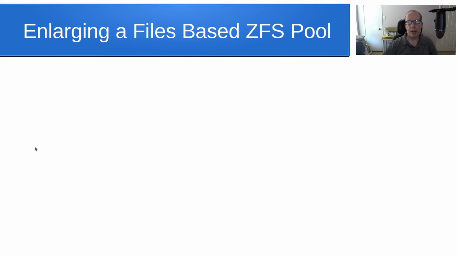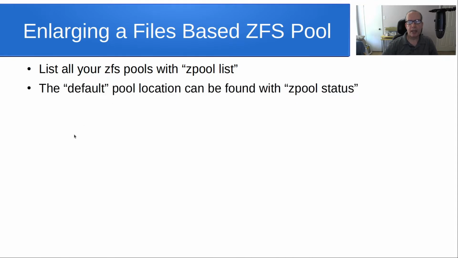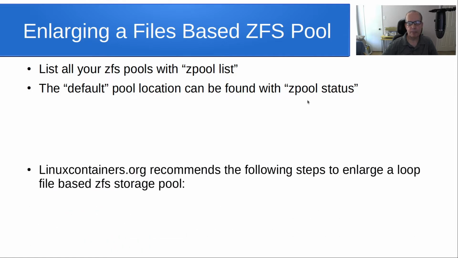So this is really about enlarging a files-based ZFS pool. And you can list all of your ZFS pools with the command zpool list. And the default pool is what you generally have. If you checked all the defaults on LXD Init, then it names the pool location for your LXD to be called default, literally. And it can be found if you do a zpool status. And we're going to look at that here in just a bit in the live demo.